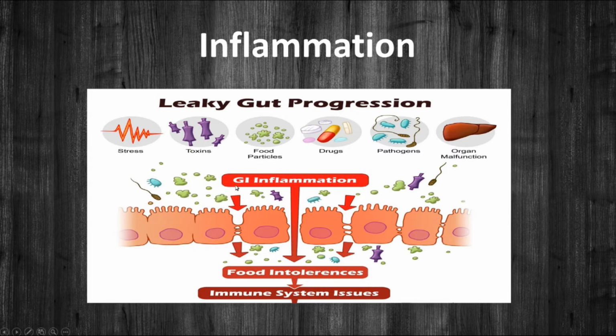Because remember, your stomach and your large intestine is still completely outside of your internal environment, and it needs to stay that way. So as you have an increase of stress and toxicity, drugs, specific pathogens, infections, or a specific organ malfunction like liver malfunction, that creates inflammation, and that inflammation actually will break down these junctions and then allow more of these food particles to seep through, which then will create even more food intolerances and then cause even more immune system issues, ultimately leading to things like autoimmunity.